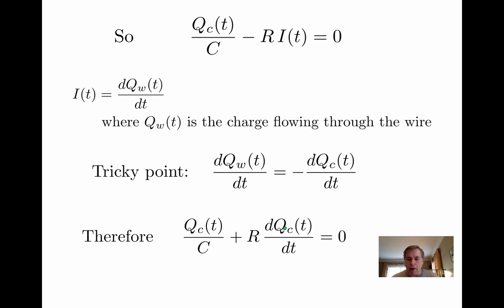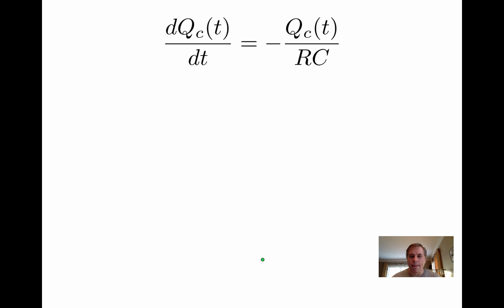I'm going to rewrite things a slightly different way. I'm going to move Q over C on the other side, divide both sides by R, and I get the following equation. Okay, so all I did is that I isolated dQ/dt, and that's equal to minus Q over RC. Okay, that's our differential equation. To solve that, we know R and C are constants, right? They're not functions of time.